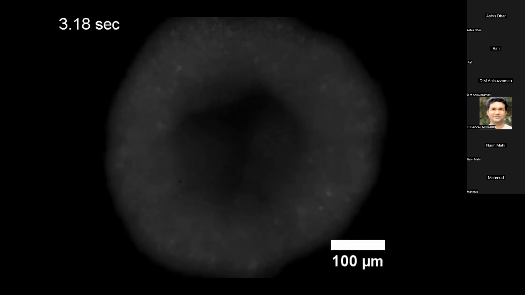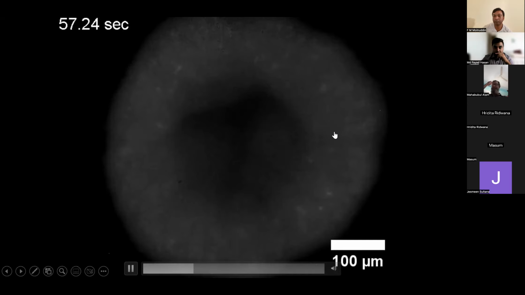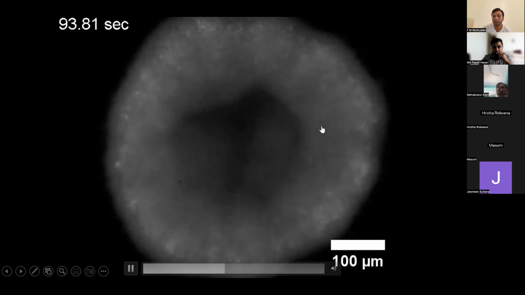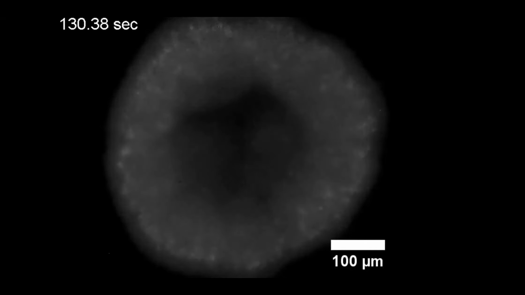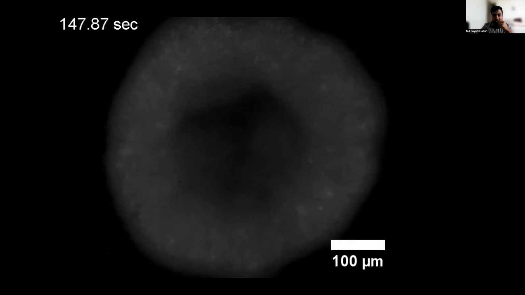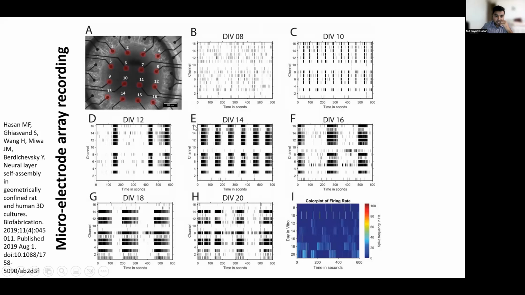If you just put a region of interest around it and plot the brightness, you can actually plot these things. Let me play this one more time. You can see that there is a clear bursting activity, which looks a lot like epileptic seizures. If you plot them, it looks like this. We also did electrical recording from these cultures, and it showed the same thing. So indeed, it proves that these are actually electrical neuronal activities.